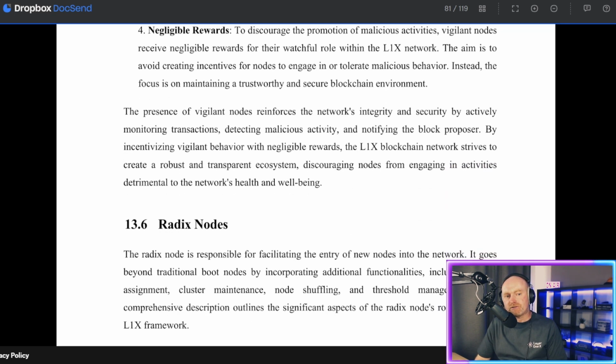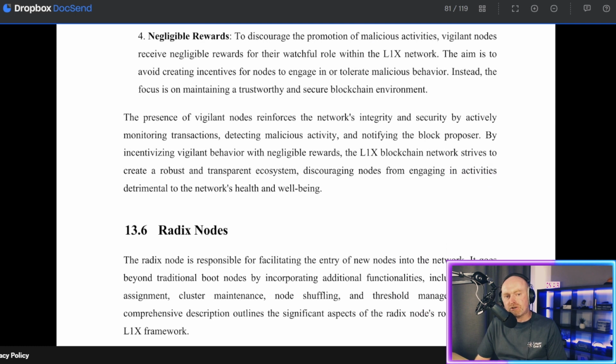Number 4. Negligible rewards. To discourage the promotion of malicious activities, vigilant nodes receive negligible rewards for their watchful role within the L1X network. The aim is to avoid creating incentives for nodes to engage in or tolerate malicious behavior. Instead, the focus is on maintaining a trustworthy and secure blockchain environment.